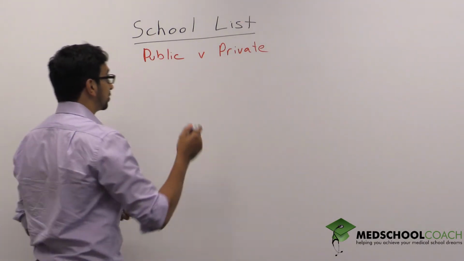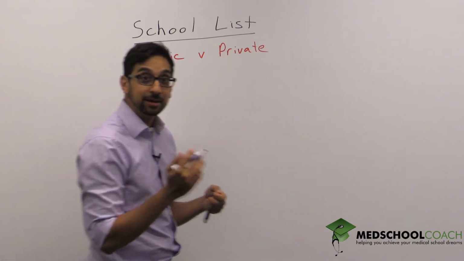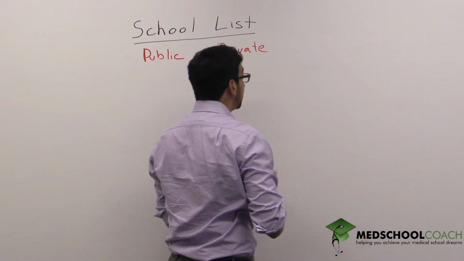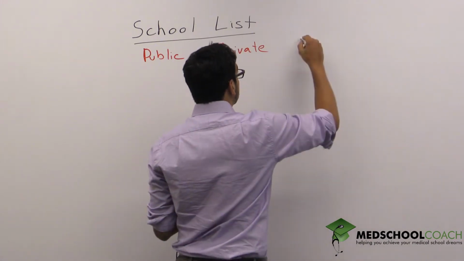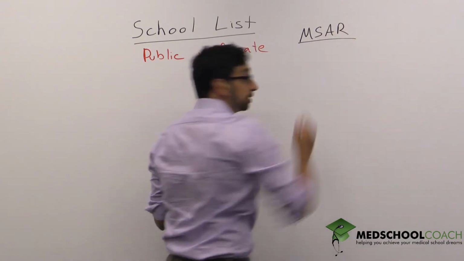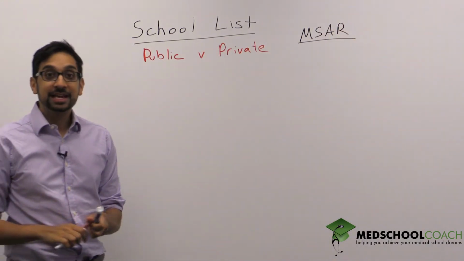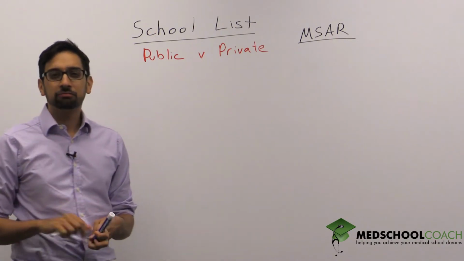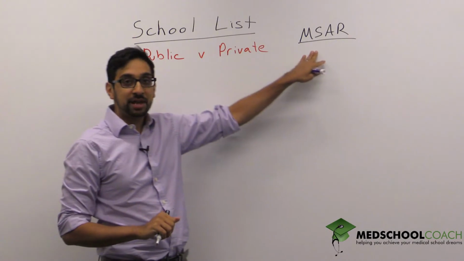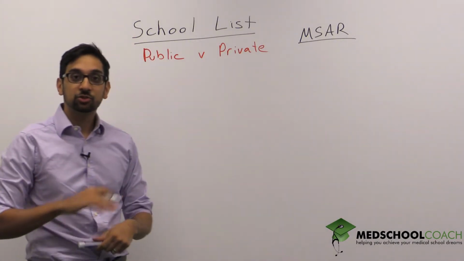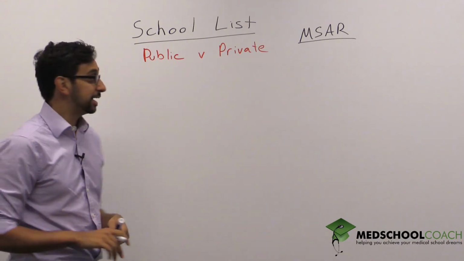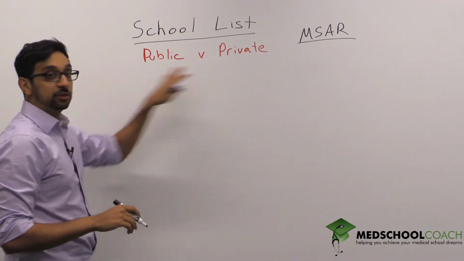And a great resource that I want pretty much everybody to think about getting is the MSAR. That's a publication put out by the AAMC, and I think it's well worth the 20 to 50 bucks it costs, and you should all pay for this. It's really worth it. It goes through every medical school and gives you a lot of the data that we're going to be talking about right now. So public versus private, right?